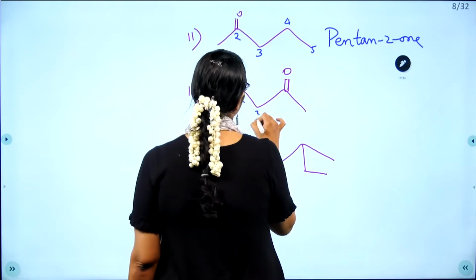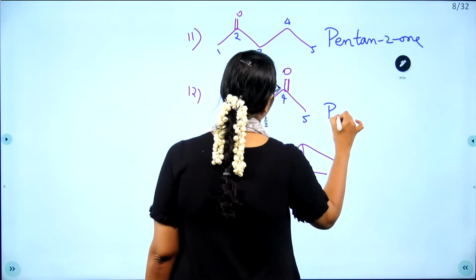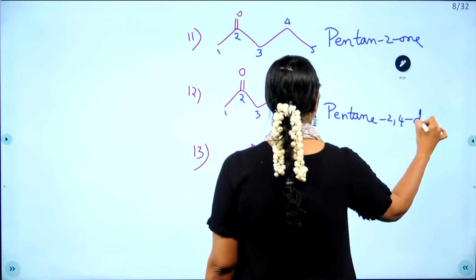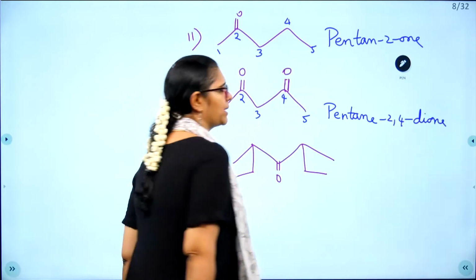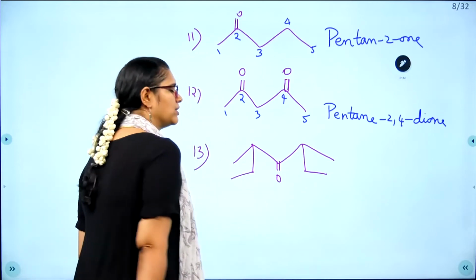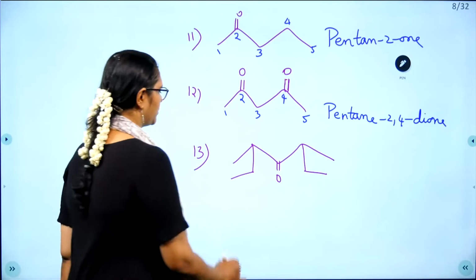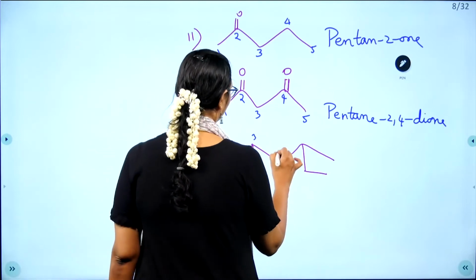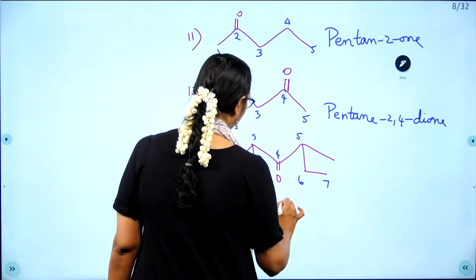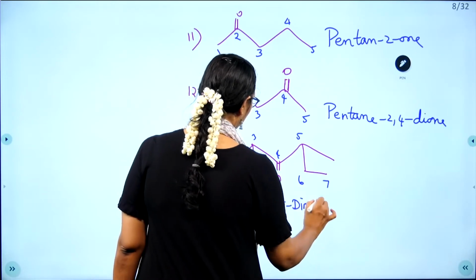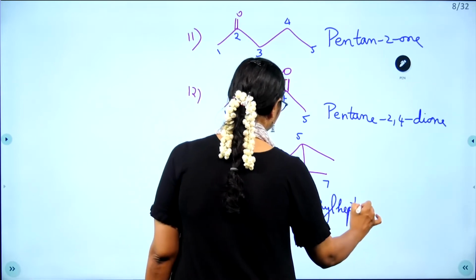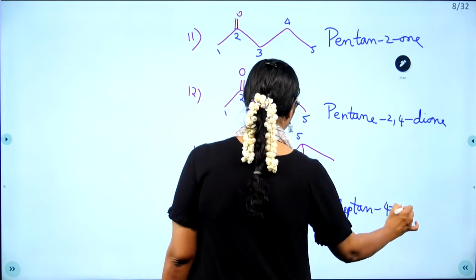What about 12th one? Pentane 2,4 dione. Pentane 2,4 dione. So now in the 13th one, first select the longest carbon chain, okay? 1, 2, 3, 4, 5, 6, 7, okay? 3,5 dimethyl heptane 4-one.